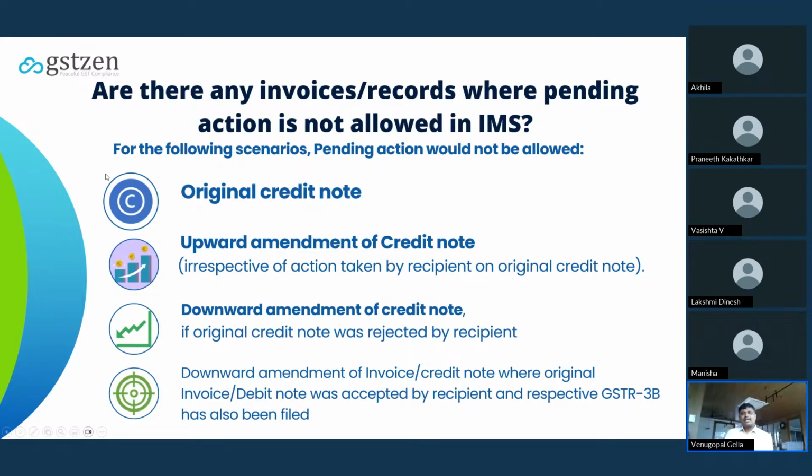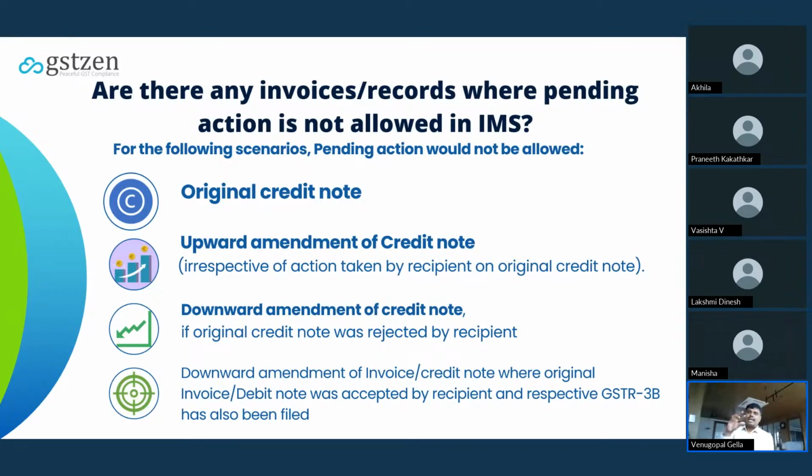But for credit note records, you cannot take any action as pending. Either you have to mandatorily accept or reject. As of now, you cannot keep the records pertaining to credit notes as pending. Credit note necessarily has to be accepted or rejected. So I, as a recipient, have to accept my credit note or reject it. If I accept my credit note, my credit will be lower in the current month. If I reject my credit note, it will be added as a liability to the supplier in the next month.